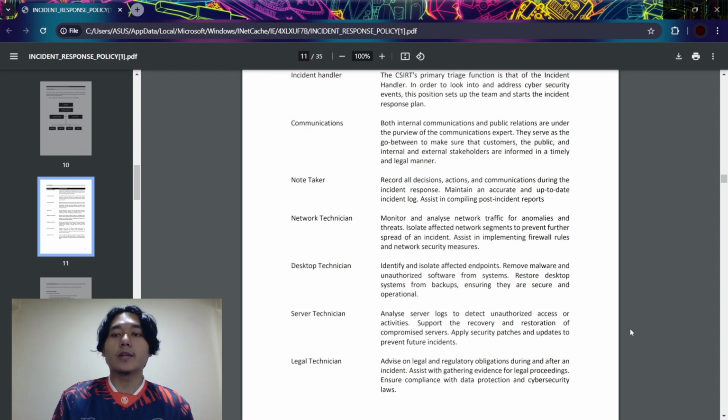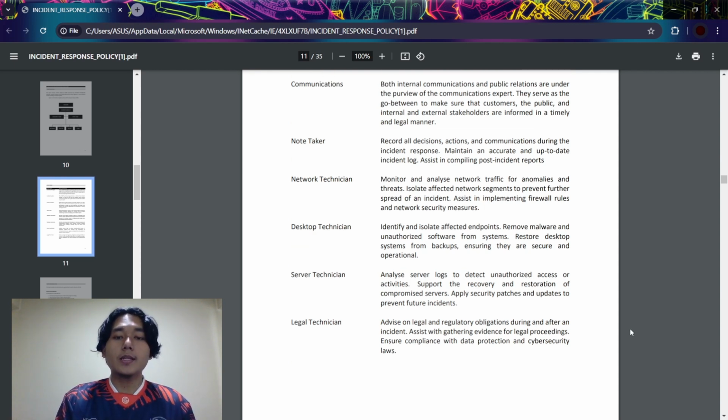The next one is communications. Both internal communication and public relations are under the purview of the communication aspect. They serve as the go-between to make sure the customers, the public, and the internal and external stakeholders are informed in a timely and legal manner. Next one is the note taker, who records all decisions, actions, and communications during the incident response, maintains an accurate and up-to-date incident log, and assists in compiling post-incident reports.